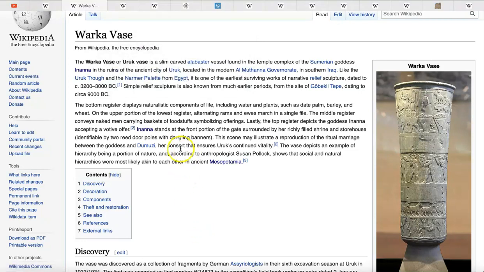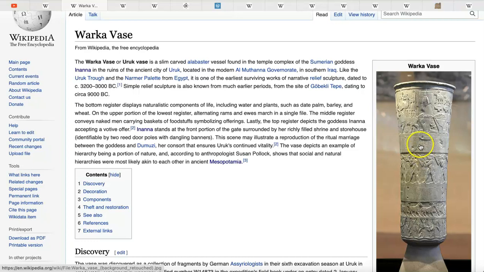But then it explains what is on each register. And what's a register? A register is these different levels on the work. In this case it has to do with this vase, but it can be like wall art in tombs or temples, on relief sculptures or relief carvings. So down here we have this vegetation, and above that we have what looks like livestock. And then this middle register, we have what looks like nude men carrying vessels, containers of what I believe have been identified as food, also known as agricultural products.